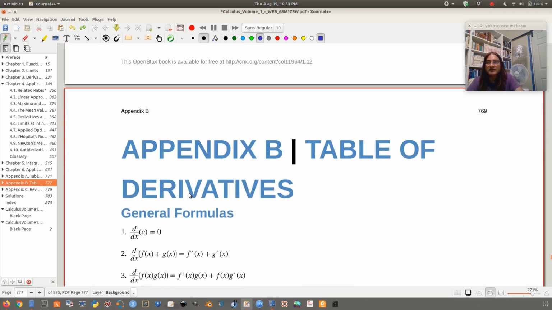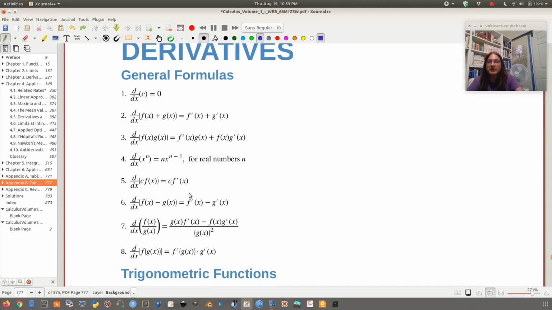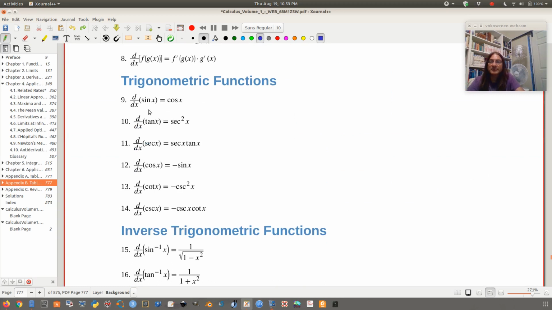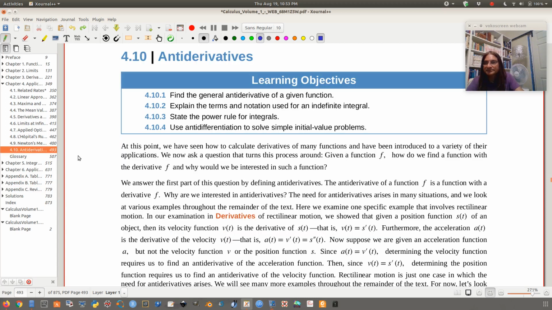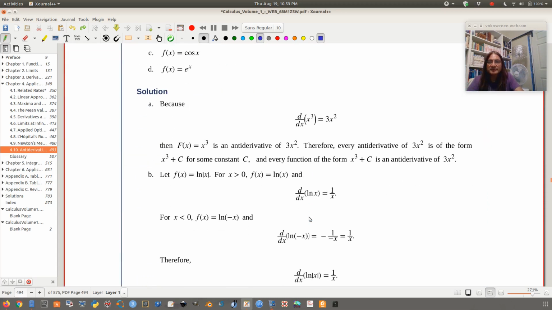Okay, these are all different integrals. And here is the table of derivatives. These are the properties of derivatives. And here, for example, the derivative of sine x is cos x. Therefore, the integral of cos x is sine x plus constant. The integral of secant squared x, where integral means antiderivative, antiderivative of secant squared x is tan x plus constant. Okay, let's get back to antiderivatives.